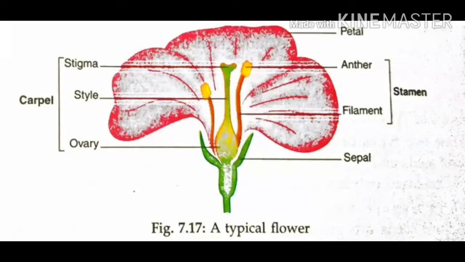By these parts we classify flowers into two types: a complete flower and an incomplete flower. The typical flower has all the four parts: sepals, petals, stamens, carpel or pistil. In some plants, some of these parts are missing. They are called incomplete flowers.